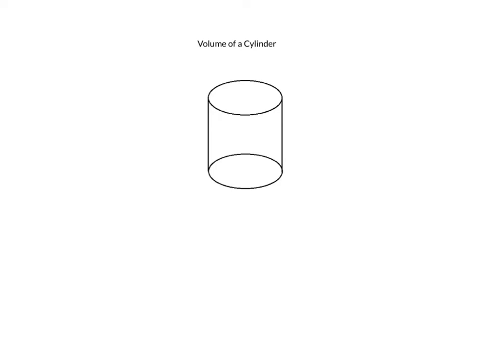The volume of a cylinder. A cylinder is a prism, and the formula for the volume of a prism is V equals A times H, where A is the area of the base and H is this distance here. Now, for a cylinder, the base is a circle, so we know that the area of a circle is pi r squared. So V equals pi r squared h. That's the formula that we'll use for calculating the volume of a cylinder.